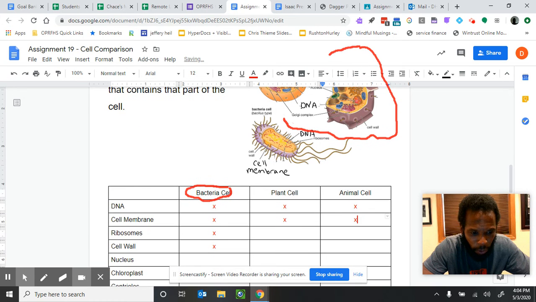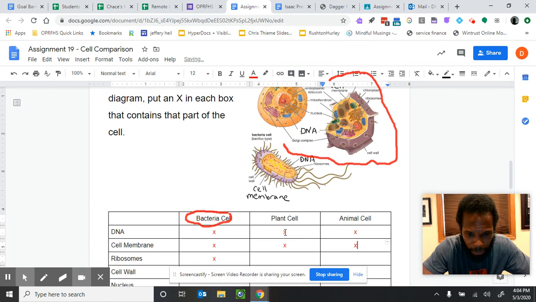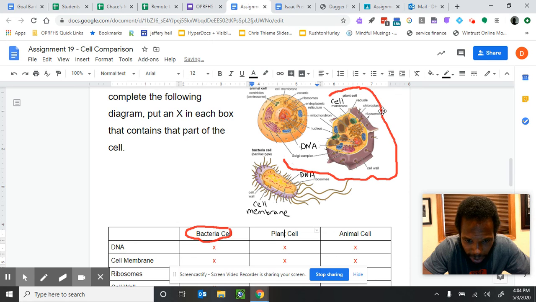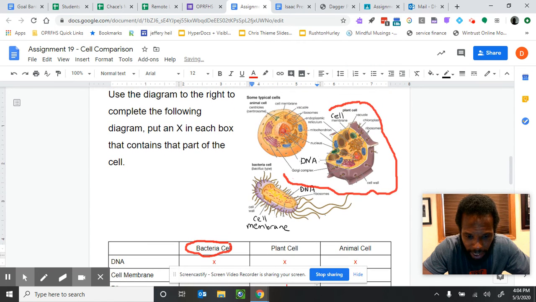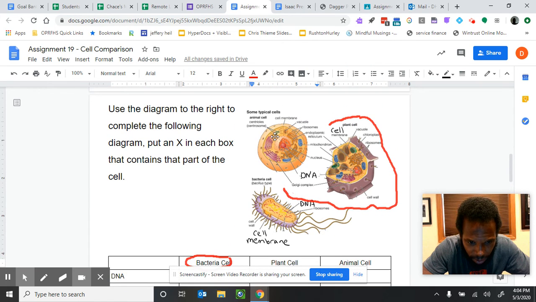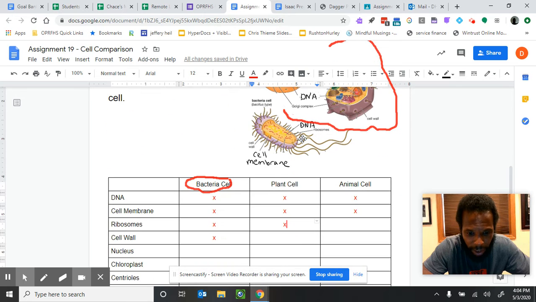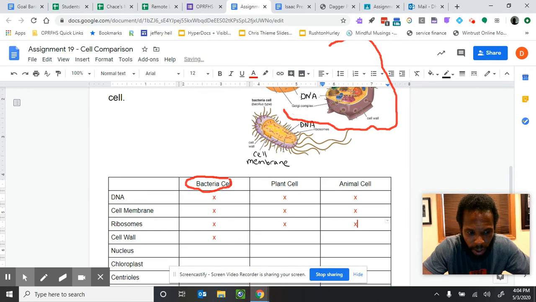Does it have what's called ribosomes, which makes proteins? So plant cell, yep, ribosomes. It has ribosomes in the plant cell. Does the animal cell have ribosomes? Yep, sure does right there. I'm going to do 2 more before you're on your own.